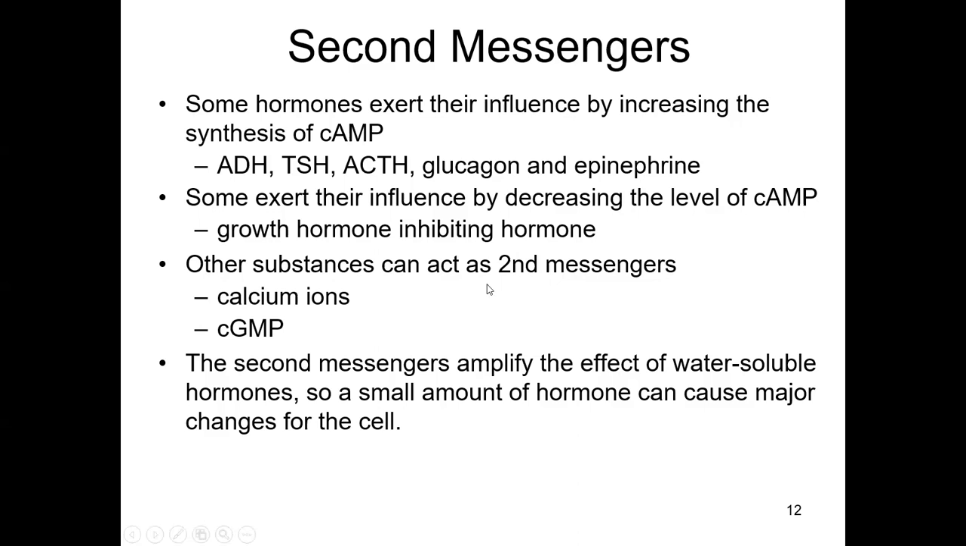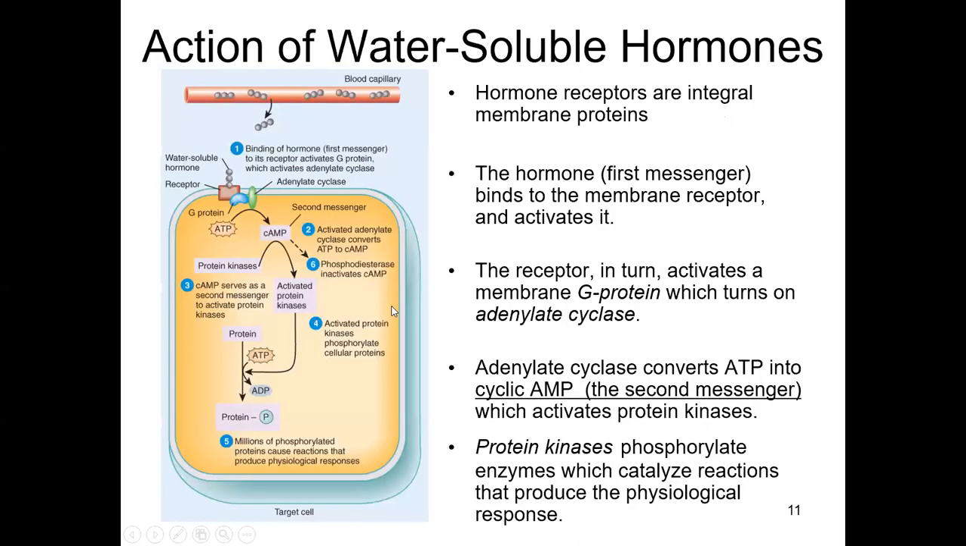So another advantage of second messengers is that they amplify the effect of water-soluble hormones. I'm going to go back a slide here. So a single hormone can lead to the production of thousands of cyclic AMP molecules. So out of one signal, a 1,000-strong signal will be created inside the cell. That is where the amplification comes in.